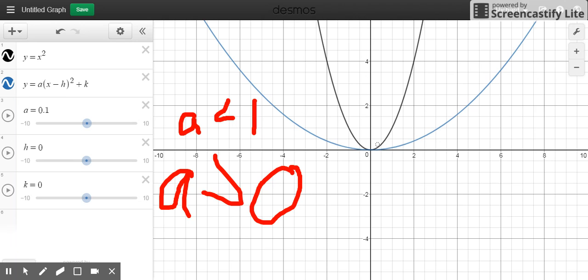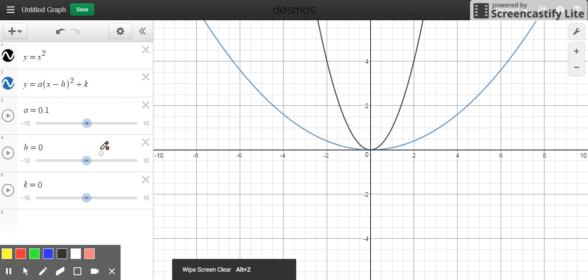Another way to look at it, we can also use the term vertically compressed, as you can see. Think about like you have a rubber band and you squish it together. That's going to make it compressed. In other words, a little bit wider. And let's look at the last situation here.